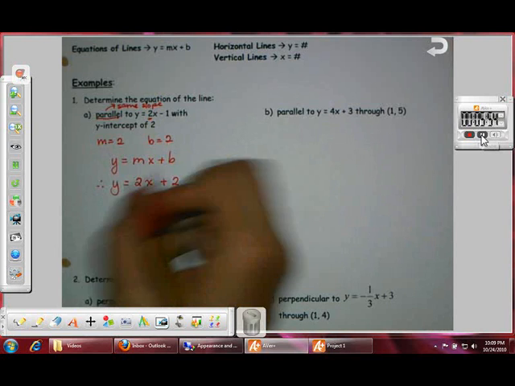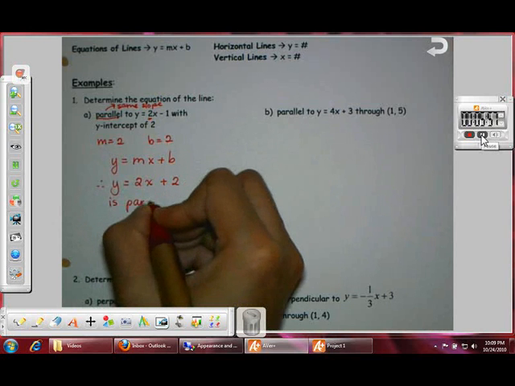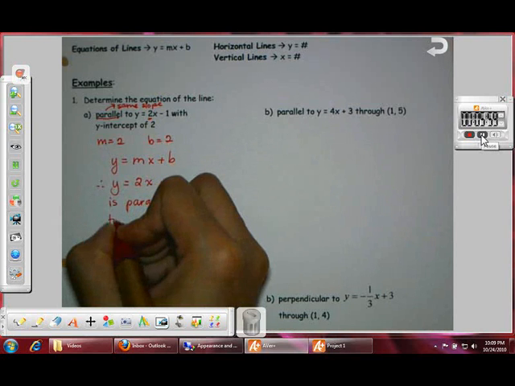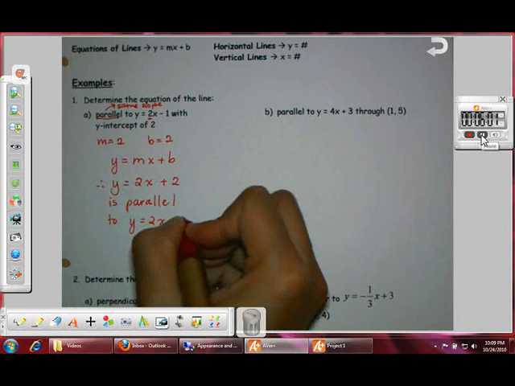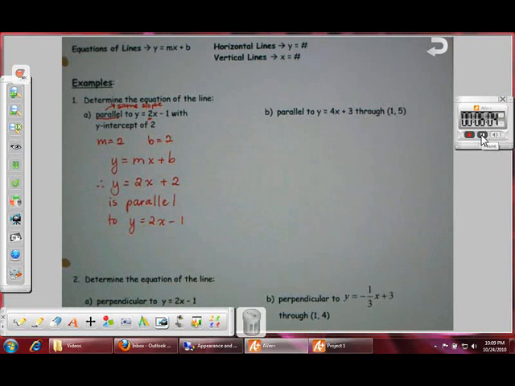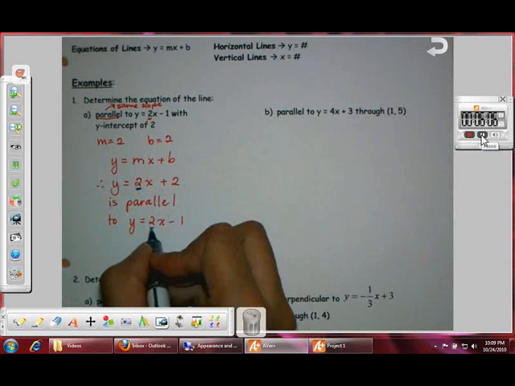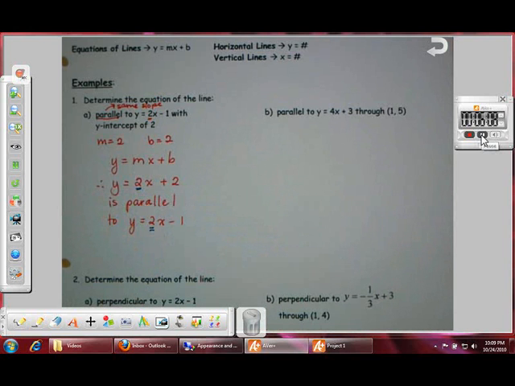So this is parallel to y equals 2x minus 1. Notice that the slope 2 is the same as this equation. The y-intercept is different. Let's look at 1b now.